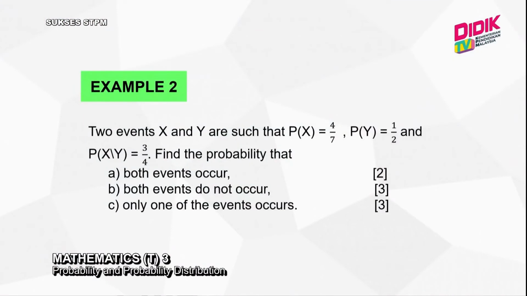The key point is here. Both. Once students see the word both, they should be able to use intersect. Then next one, if you notice part B, they ask you to find both do not occur. That means if you don't know the formula, you cannot answer this question. Then next one, only one of the events occurs. To answer these three parts of the question, you need to convert the probability statement into set notation.